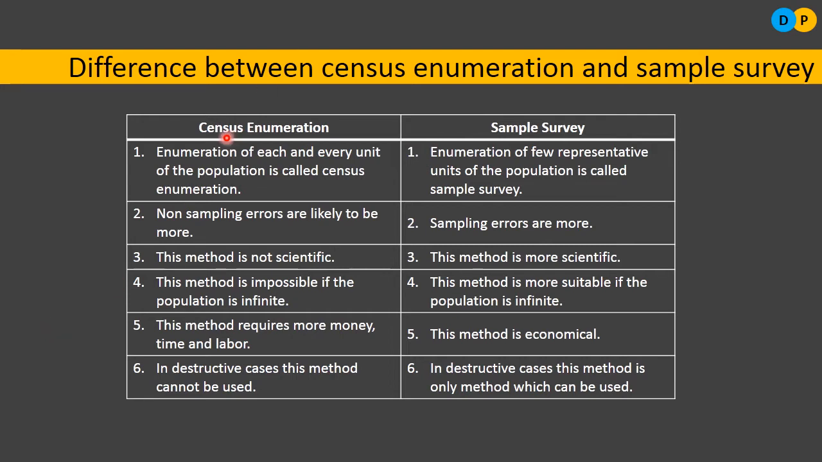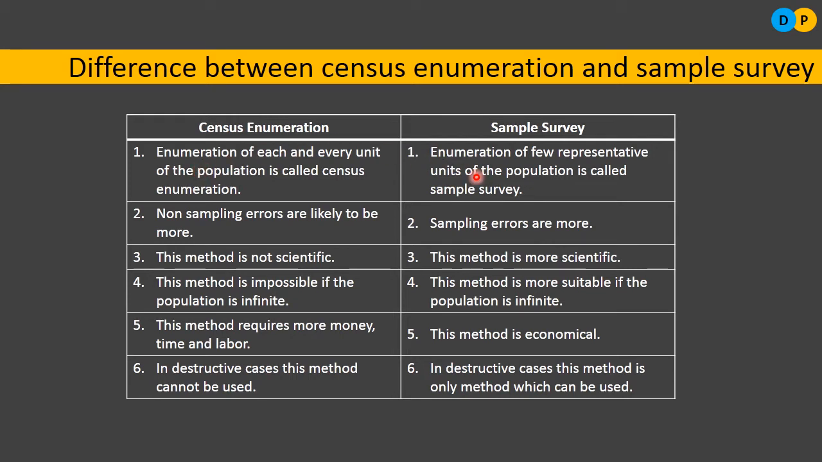So the first difference is in the census enumeration. What is enumeration? Collection of data. Enumeration of each and every unit of the population is called census enumeration. So this is a definition. How are you going to conduct it? You will be collecting data from each and every unit of the population. You will be having one universe, one population, and from that population you will be collecting the data. You will not be leaving any one unit. That way of collecting or enumerating data is referred to as census enumeration.